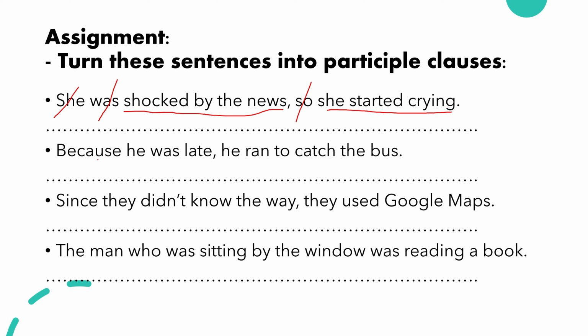Let's answer this one too. Because he was late, he ran to catch the bus. You can also omit the conjunction and the subject because we don't need them, and we will have "was late, he ran to catch the bus." But "was" is not the right way to put the verb. We can change this to "being late." So "because he was late" becomes "being late, he ran to catch the bus." The others will be left to you. Think clearly, remove the conjunction, remove the subject, and change the verb to the right form, and the sentence will be very good.